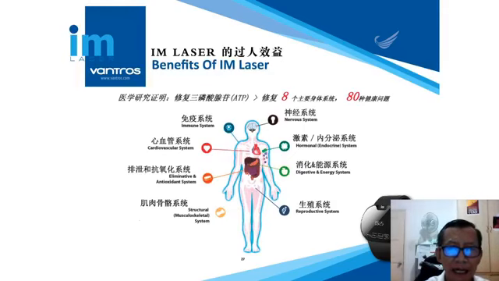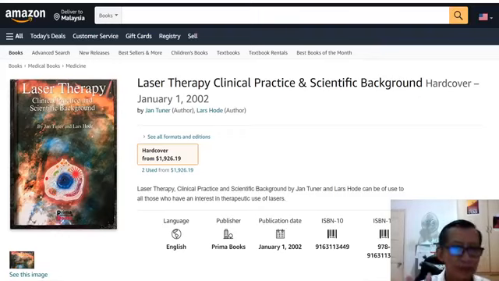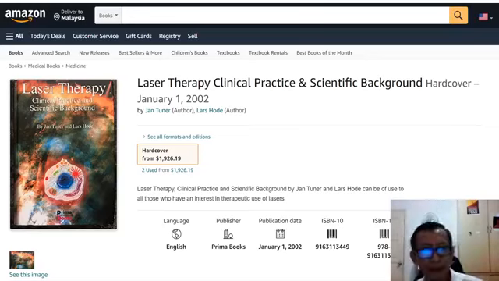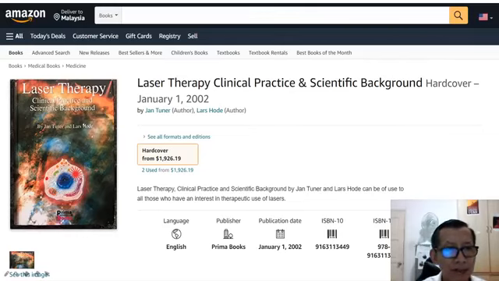Now these are able to be addressed by this book. You can buy it on Amazon for $1,009 US, and I have this. It's 1,200 pages. Like I said just now, this book is by Jan Turner and Lars Hott. These two gentlemen are doctors in profession, and they have over the years done research about this laser therapy of photobiomodulation.